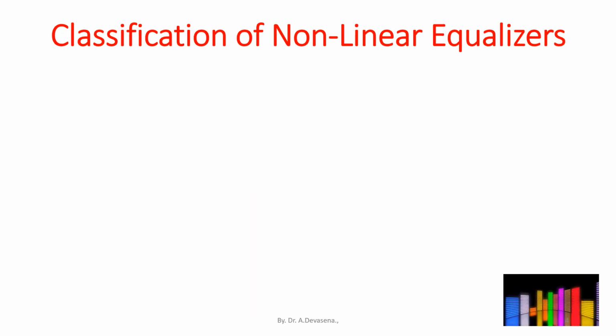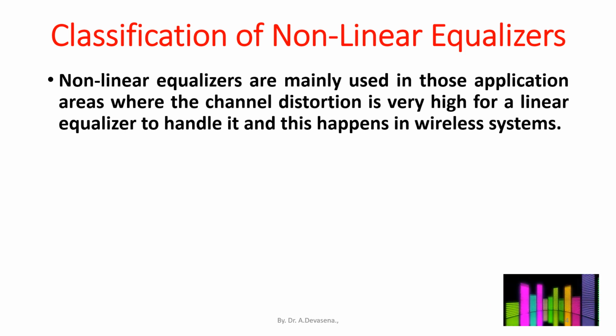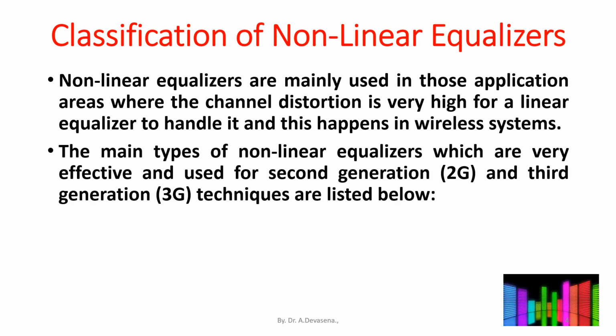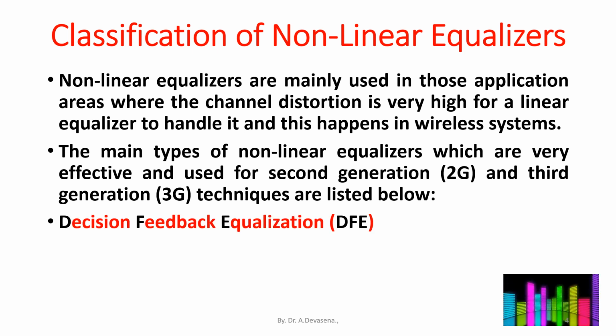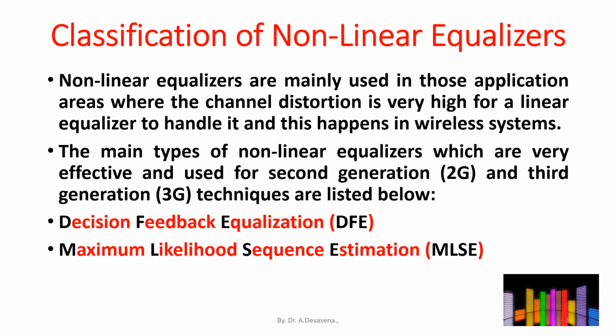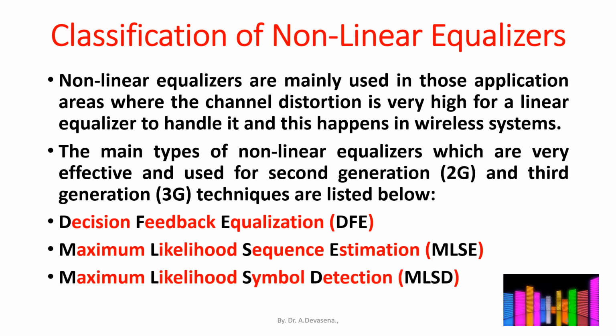Classification of nonlinear equalizers. Nonlinear equalizers are mainly used in those application areas where the channel distortion is very high for a linear equalizer to handle it, and this happens in wireless systems. The main types of nonlinear equalizers which are very effective and used for 2G, that is second generation, and third generation techniques are listed below. Decision feedback equalization, that is DFE. Maximum likelihood sequence estimation, that is MLSE. And maximum likelihood symbol detection, that is MLSD.